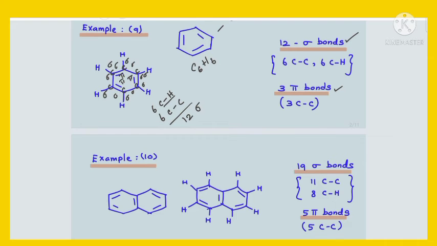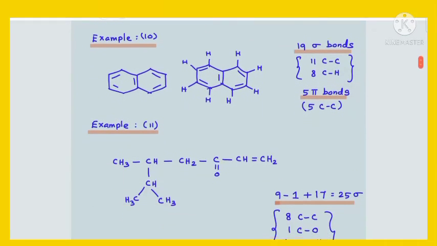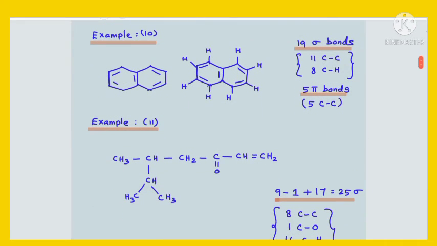Okay, one more example, example number 10. A compound in which 2 benzene rings are fused together. What do you call it? The name of this compound is what? Naphthalene, isn't it? So this is the exact structural formula.